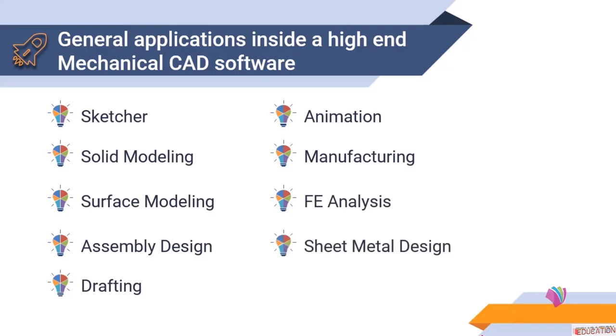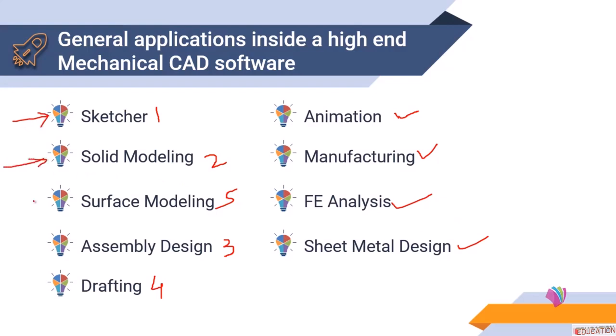Out of these all applications, our sequence of learning the applications should be: first, you need to learn Sketcher, this is number 1, then Solid Modeling and Assembly Design, this is number 3, then you have to learn Drafting, and at last we can go for Surface Modeling. So this is the sequence that you should follow for learning the software. After these 5, you can go for animation, you can go for manufacturing, FE analysis and sheet metal design. There is no sequence for that. But for learning any software, you have to learn first Sketcher and then Solid Modeling.